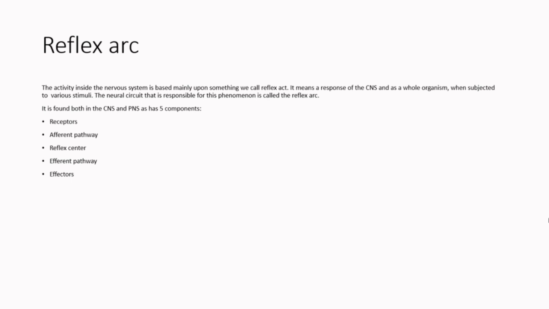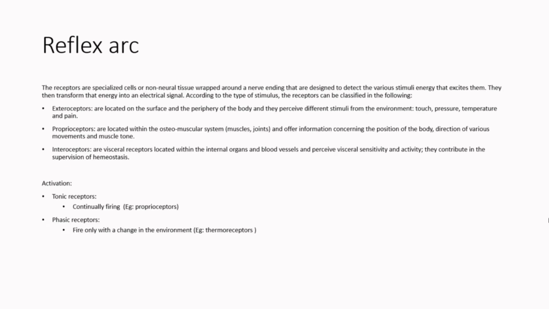And then we have something called the reflex arc, and the activity inside the nervous system is mainly based on something we call the reflex act, and it's a response of the CNS and the whole organism when it's subjected to different stimuli, and this phenomenon is called the reflex arc. So it is both found in the CNS and the PNS, and it has 5 components.